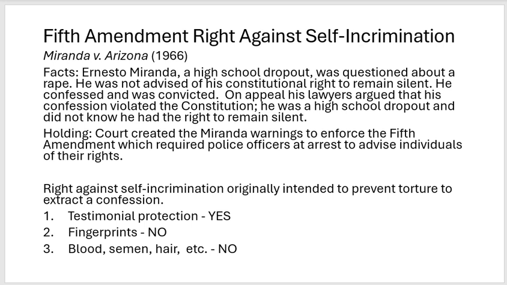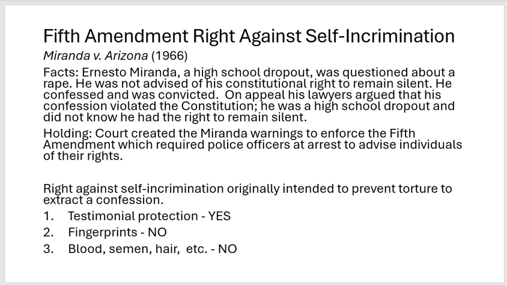And the court basically required, after the Miranda case, what became known as the Miranda warnings. What they said was when police arrest someone, they have to advise them of their rights. They have to advise them they have the right to remain silent. Anything they say can and will be used against them in the court of law. They have the right to an attorney. If they cannot afford an attorney, one will be appointed for them. They have to tell them. And if they don't tell them, anything they say, their confession is illegal and can't be used in court.